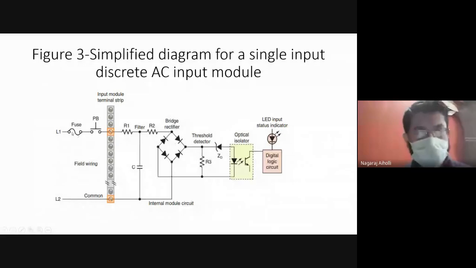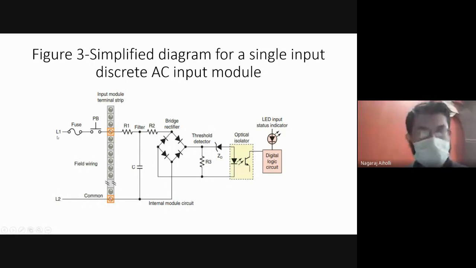Then the current will flow from L1 through this diode, then through this R3, then from this it comes to this diode, it flows through this diode, and then to the negative terminal or the common or the L2 terminal.